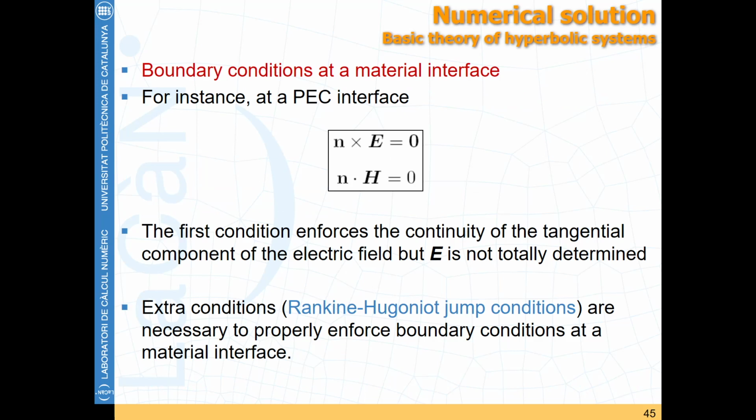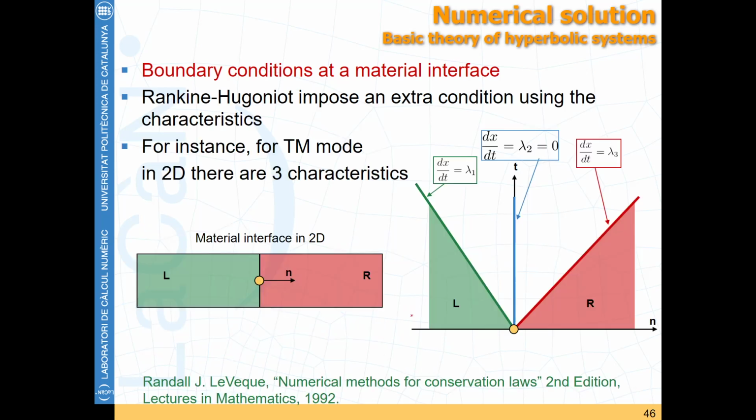If we have, for instance, a perfect electric conductor, we know these are the boundary conditions, and we may need to impose also some extra conditions. The Rankine-Hugoniot conditions also impose a balance of energy along the interface. So if we have an interface with a left and a right, and we look at the point here at the interface, we have some characteristic lines that go to the right, others that go to the left, and there's one that is equal to 0, no velocity from these matrices that we have. So of these three characteristics, there's one that just remains here.